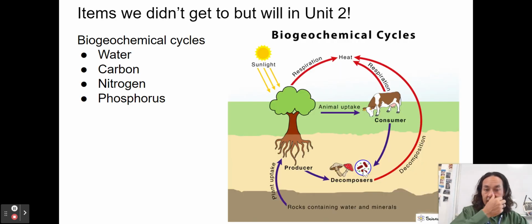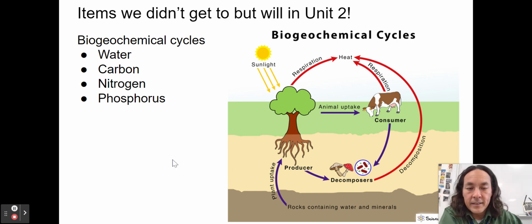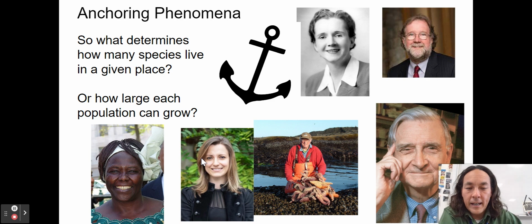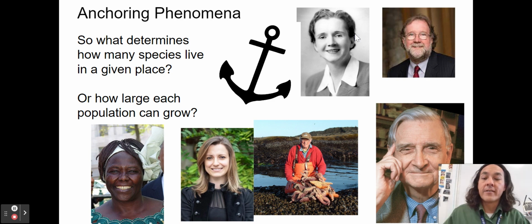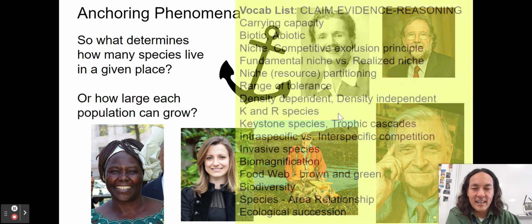All right, some items we didn't get to, but we will in Unit 2, are biogeochemical cycles. And this is with that Serengeti game. We'll go back through, and for the ecologists we didn't get to talk about, we will talk about them as well. And we'll keep on working on our anchoring phenomena. Our big anchoring phenomenon for Unit 2 is going to be coral bleaching in the Dominion Islands.